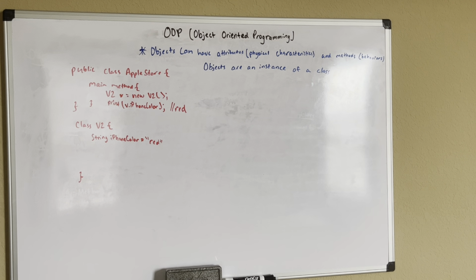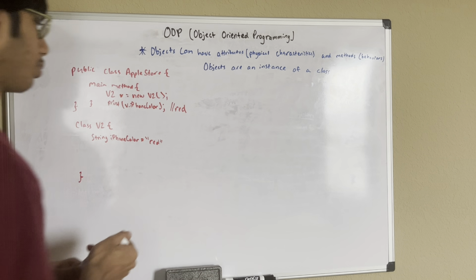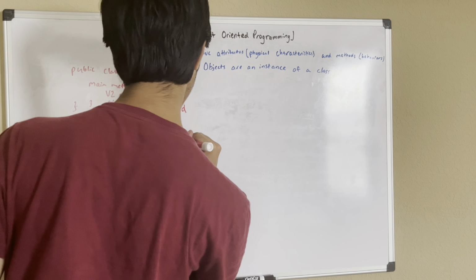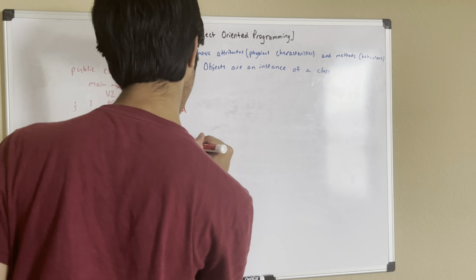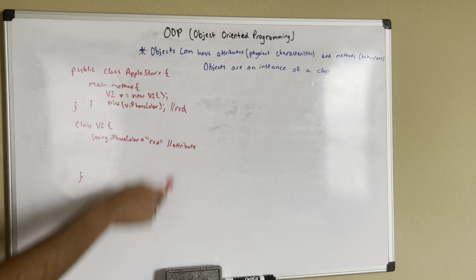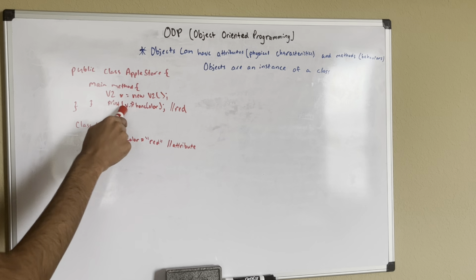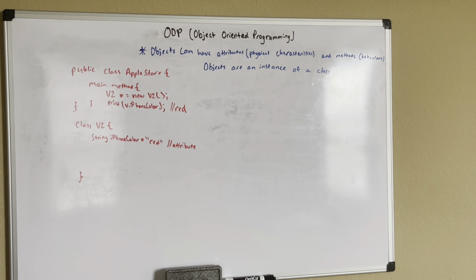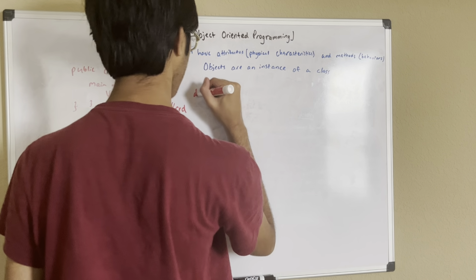So this is a little bit of how object-oriented programming works. We made a string, which is our attribute, and I called it red. Then I went back to my main method, made an object of it, and then I used the dot operator. Remember the dot operator, I forgot to talk about that.